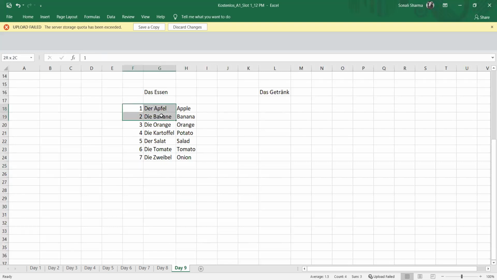So as you can see, I have used the first 3 as fruits. Fruits in German is Obst, and the article is das Obst.